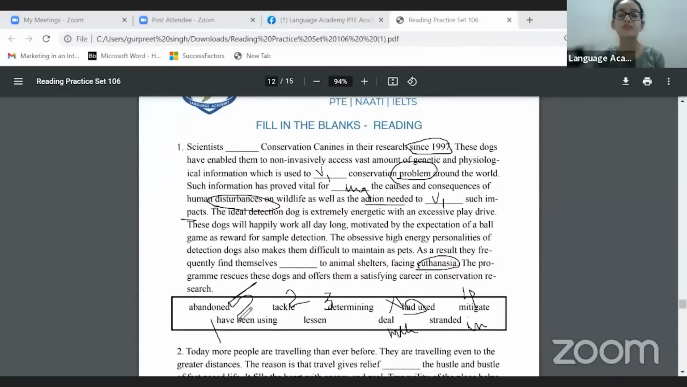And the last ones: these dogs find themselves left alone in animal shelters, which means abandoned to, stranded in. Stranded rather is used in a way that they are stuck somewhere. Like you might have heard in the news, cars are stranded in the water. So stranded in means they're stuck in there. Tackle means solve. Any other confusions, anyone?